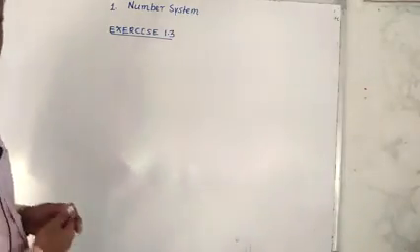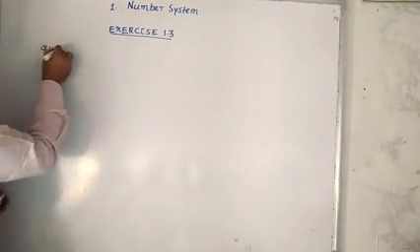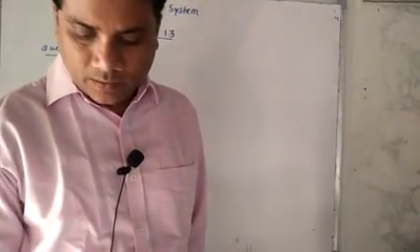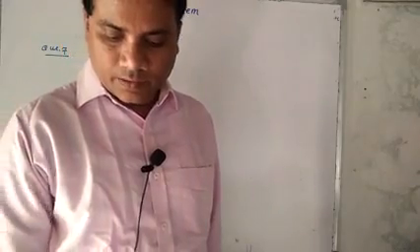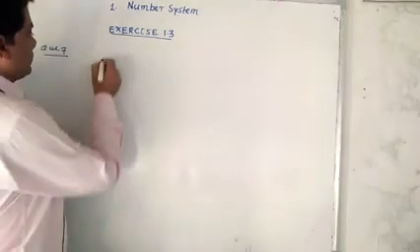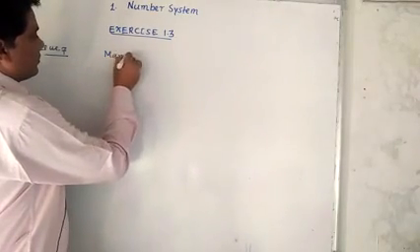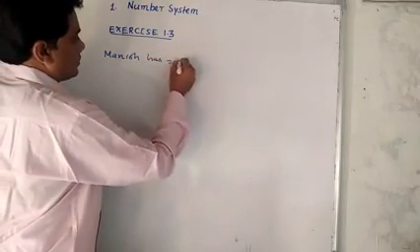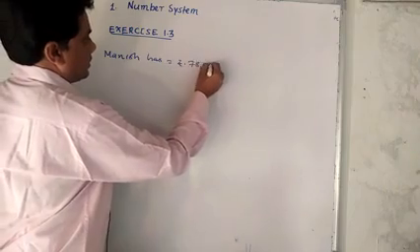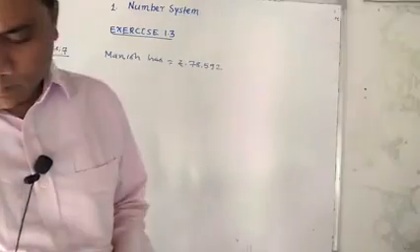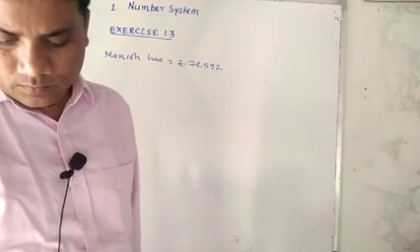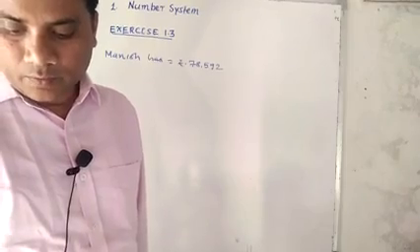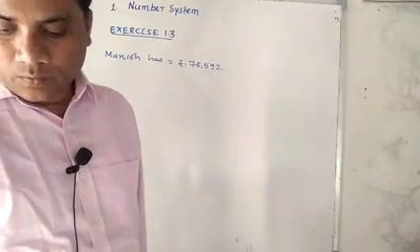Now question number 7. Manish has 78,592 rupees. He placed an order of purchasing 39 DVD players at rupees 1,234 each.